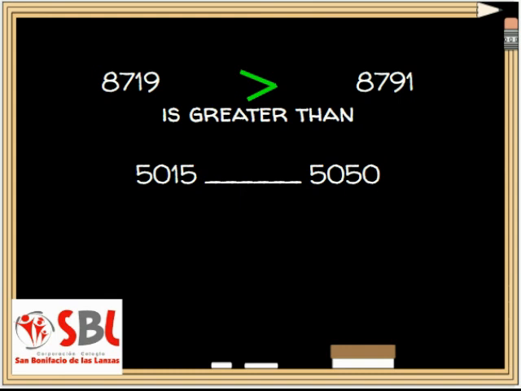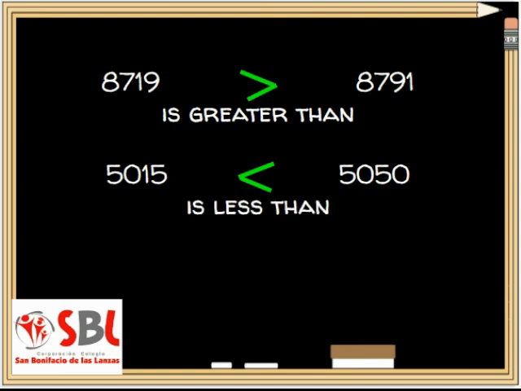Let's practice one more time. So we have 5,015 and 5,050. First, we write the symbol, and then we can read the sentence. 5,015 is less than 5,050.